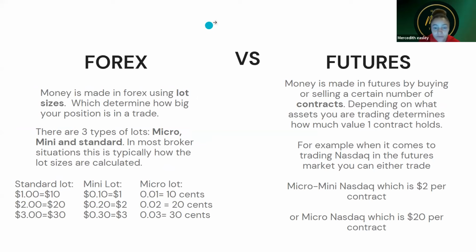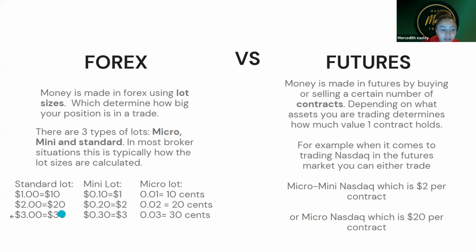All right, another one, Forex versus futures. So money is made in Forex using lot sizes, okay? Lot sizes determine how big your position is in a trade. So there are three types of lots. You have your micro, you have your mini, and you have your standard. In most broker situations, this is typically how the lot sizes are calculated. Now, sometimes for different brokers, they're calculated a little differently. You'll get used to it, right?